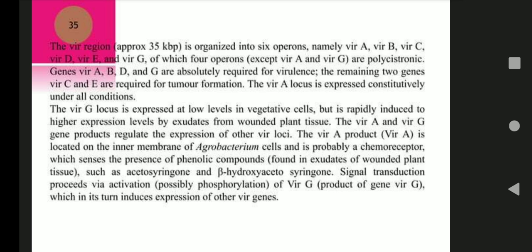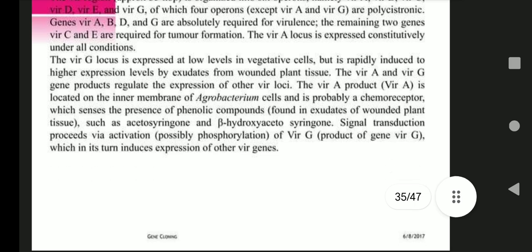Once it is infected, the cell attracts the bacterium, probably at the region of the chemoreceptor, which senses the presence of phenolic compounds, that is, exudates of the wounded plant such as acetosyringone and beta-hydroxyacetosyringone. The signal transduction then proceeds via activation by phosphorylation of the Vir gene, which in turn expresses the other virulence genes.